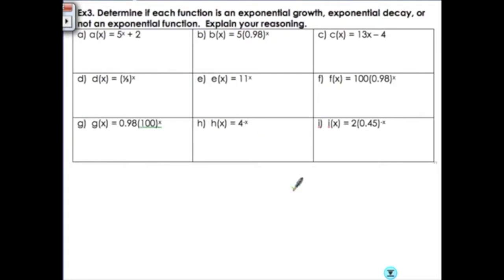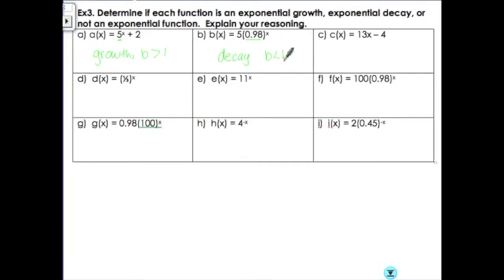Determine if each function is an exponential growth, exponential decay, or not an exponential function at all. Explain your reasoning. So, we know this first one is going to be an exponential growth function since our base is greater than 1. We can see in our second one that this is going to be an exponential decay function since our base is less than 1.